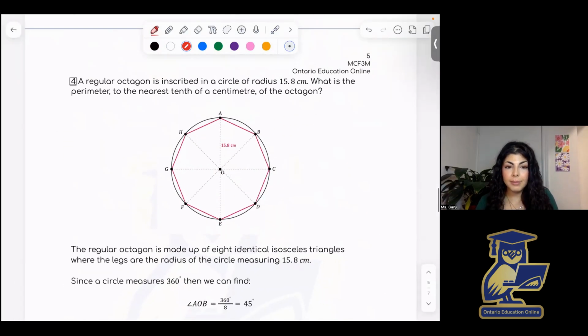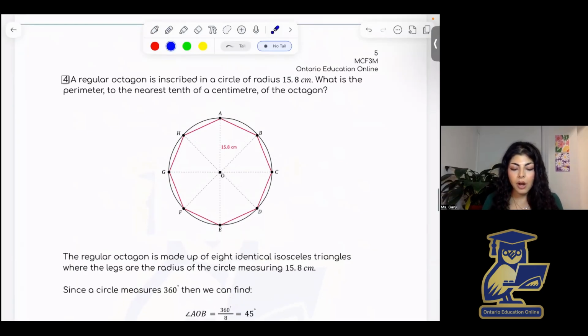Now, this one is a bit of a challenging problem, but it is very interesting. So I did want to solve it together, just so you see the things that we can do with sine law and cosine law. So here, a regular octagon is inscribed in a circle of radius 15.8 centimeters. And we're asked what is the perimeter to the nearest tenth of a centimeter of the octagon.